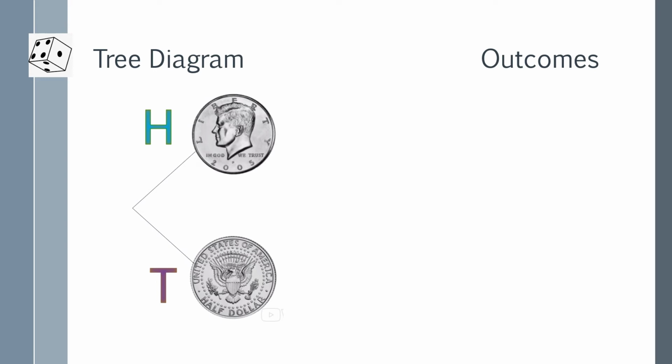So our first flip has 2 options. Our second flip also has 2 options. What are they?